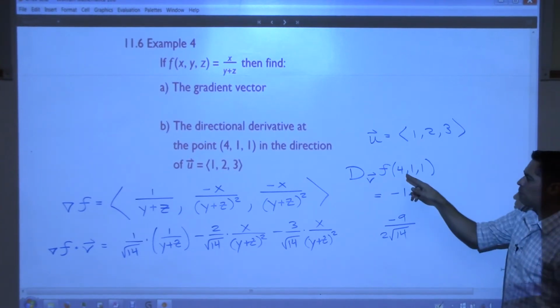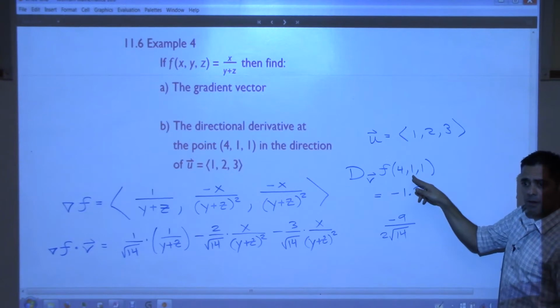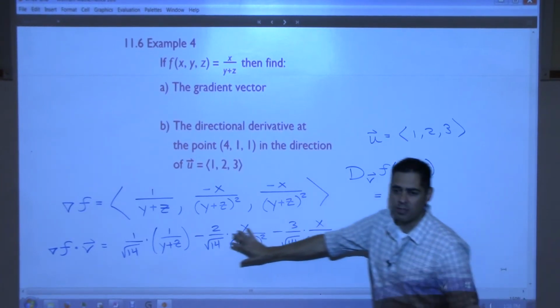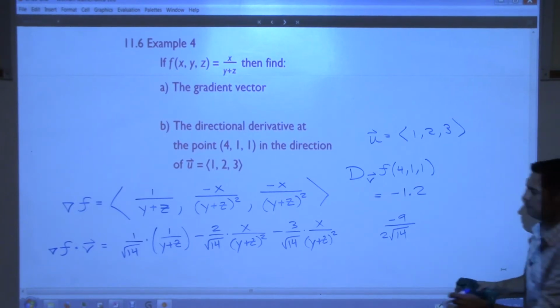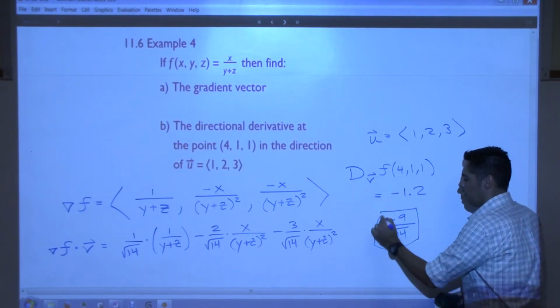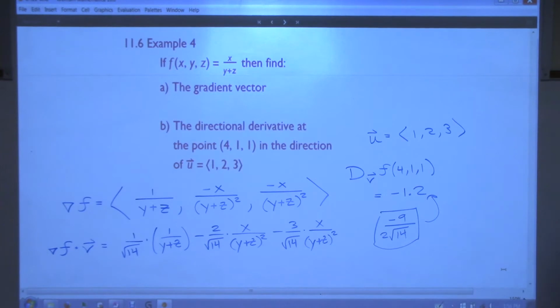Okay, so all we do is replace x with 4, y with 1, z with 1 into this, and you should get this, which turns into this if we get on our calculator.